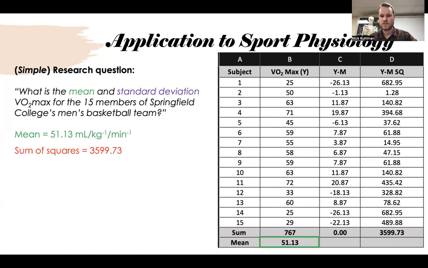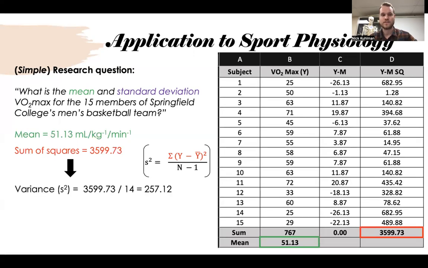And then to get sum of squares, again, here is the formula that we addressed previously. We need to sum all of the values here in column D. And that 3,599 and change, that is our sum of squares. Now to derive variance, we simply divide by the degrees of freedom, which is n minus 1, which would be 14, to get this 257.12 value.